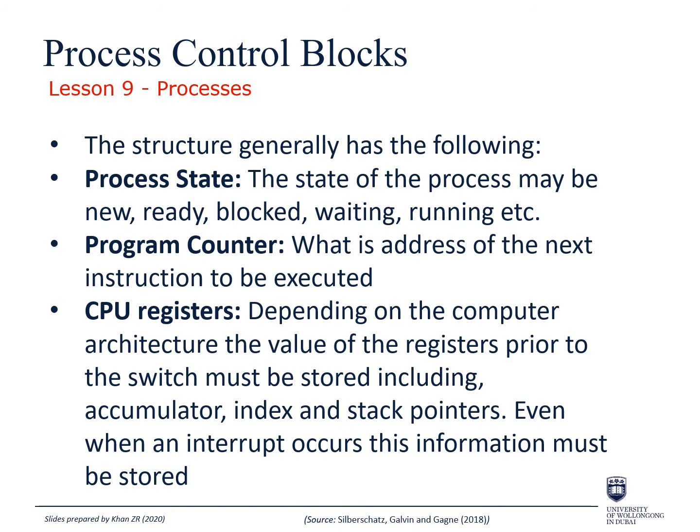The structure generally has the following. Process state. The state of the process may be new, ready, blocked, waiting, running. Program counter. What is the address of the next instruction to be executed? CPU registers. Depending on the computer architecture, the value of the registers prior to the switch must be stored, including accumulator, index, and stack pointers. Even when an interrupt occurs, this information must be stored.